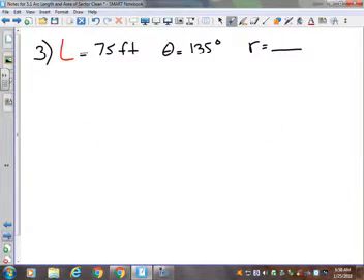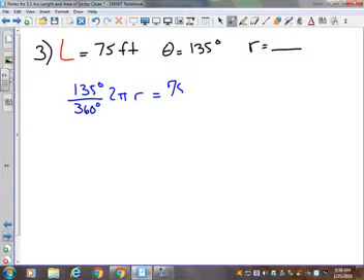Alright, so now we're going to look at an example where it is worked backwards. So if I fill in the 135 degrees over 360 degrees and put my 2 pi r where I don't know what r is, so I can't fill in a number for it, then it'll be equal to 75 feet.